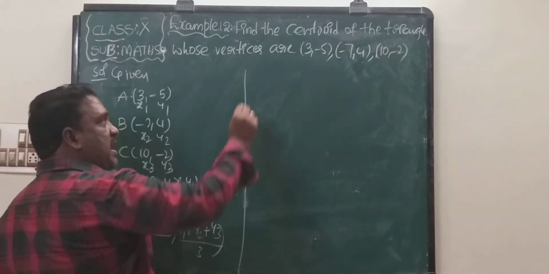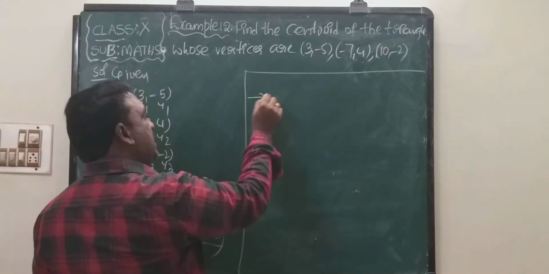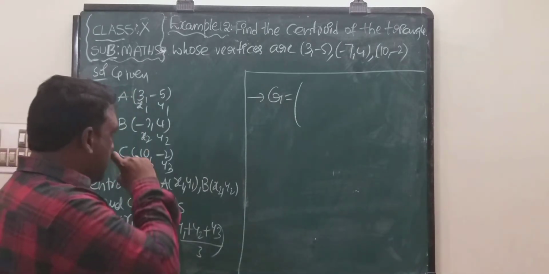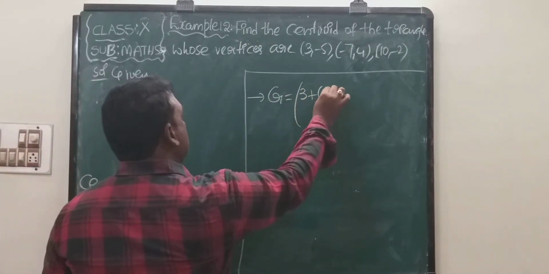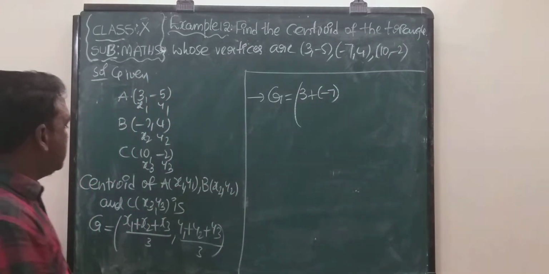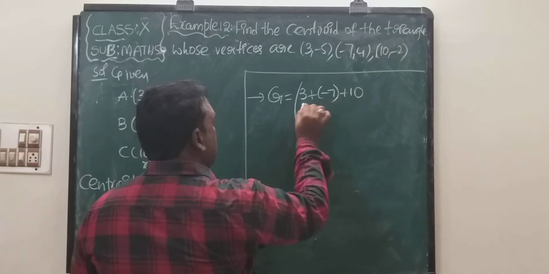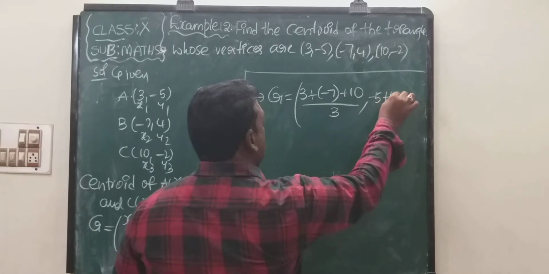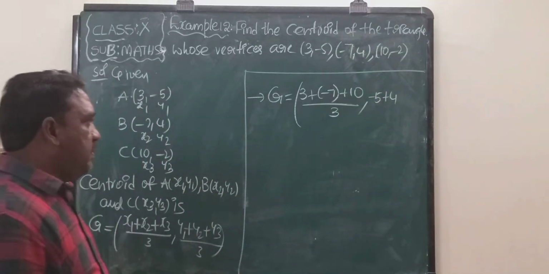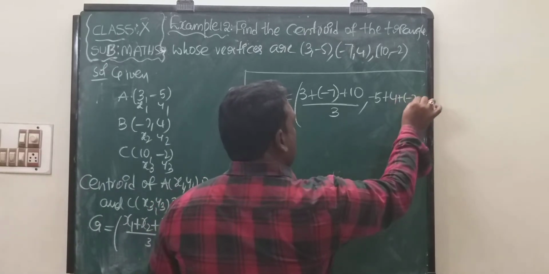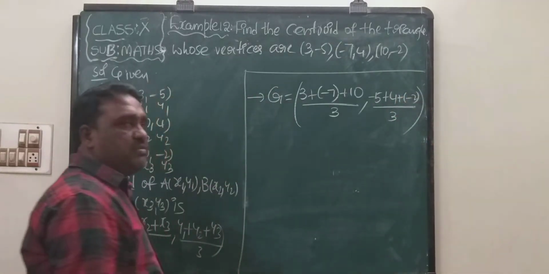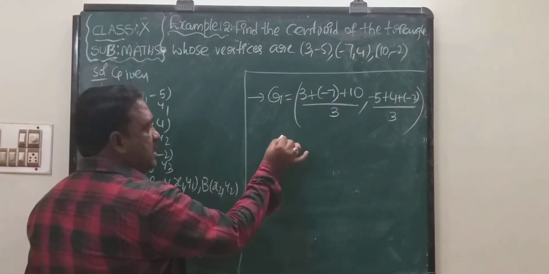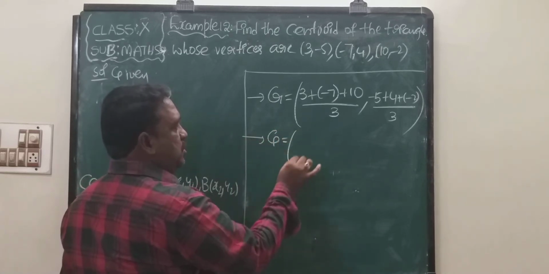Then substitute all the values. You know all the values. G equal to (x1 + x2 + x3)/3. What is x1? 3. Plus what is x2? Minus 7. Plus what is x3? 10, by 3. What is y1? Minus 5. Plus what is y2? 4. Plus what is y3? Plus minus 2, by 3. So G = ((3 - 7 + 10)/3, (-5 + 4 - 2)/3).